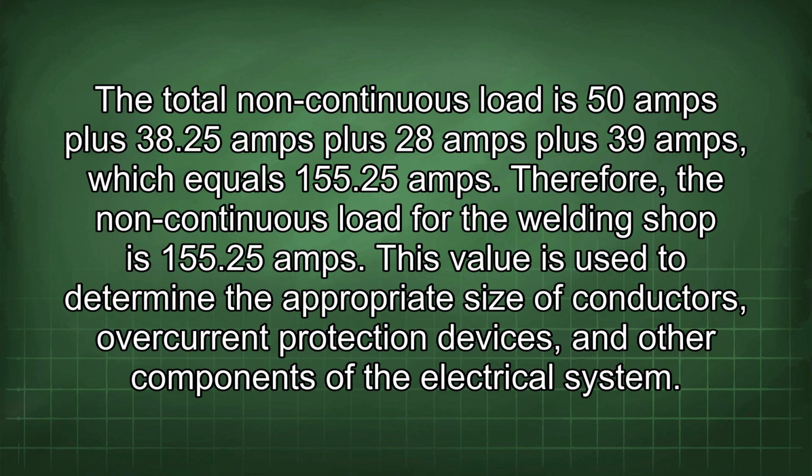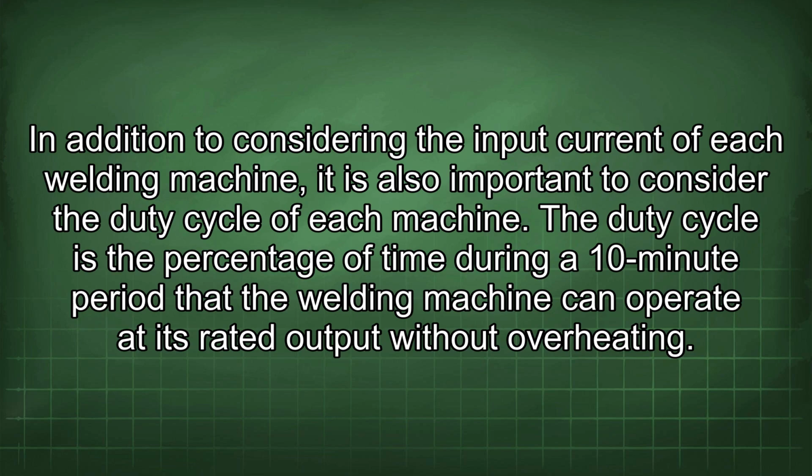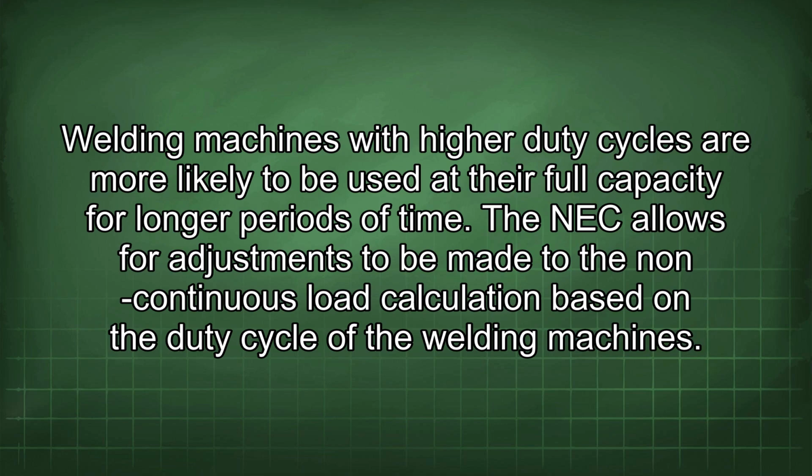This value is used to determine the appropriate size of conductors, overcurrent protection devices, and other components of the electrical system. In addition to considering the input current of each welding machine, it is also important to consider the duty cycle of each machine. The duty cycle is the percentage of time during a 10-minute period that the welding machine can operate at its rated output without overheating. Welding machines with high duty cycles are more likely to be used at their full capacity for longer periods of time.